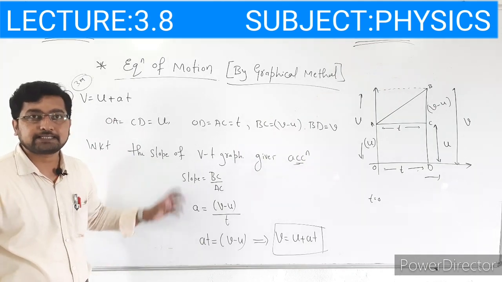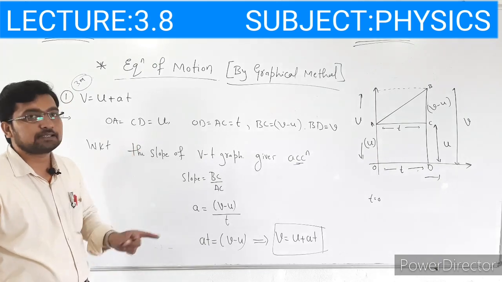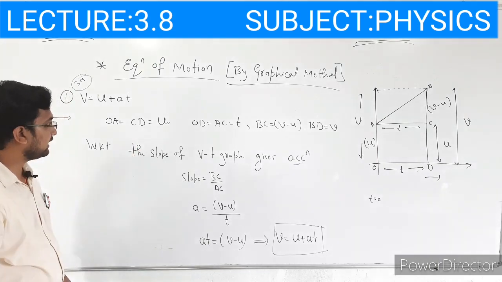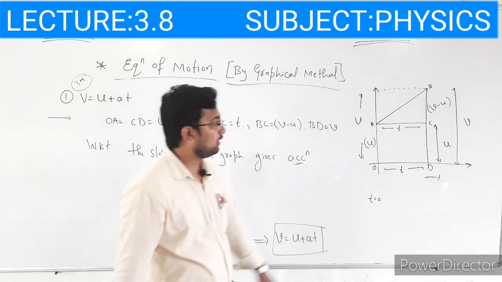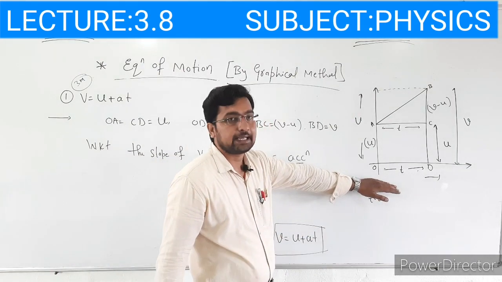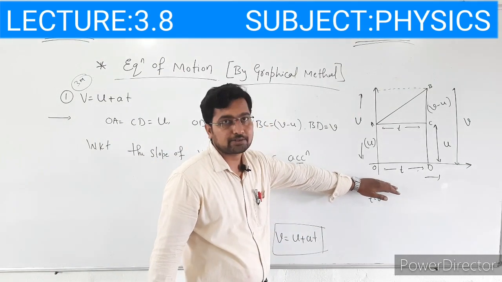We have to write this consideration part, and this part consists of 1 mark. After that, draw this velocity time graph. This is also 1 mark, right.